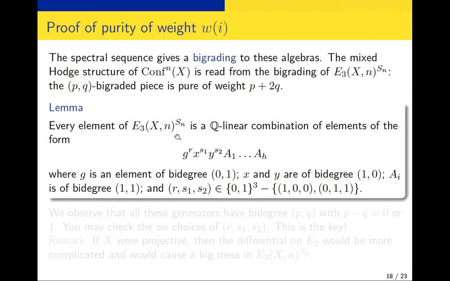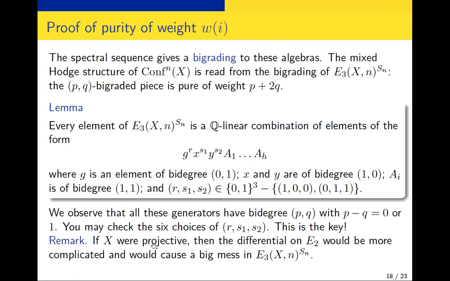And we also show that every element is in the span of elements of the form, so there are some explicit monomials. Each element has a bidegree. Here R, S1, S2 are just 0 or 1, which means those elements are either there or not there. And you can check yourself that all these generators live in bidegree (P,Q) such that P minus Q equals 0 or 1. You can actually check the six choices of this (R, S1, S2) tuple. And this will be the key, as we will show on the next page.